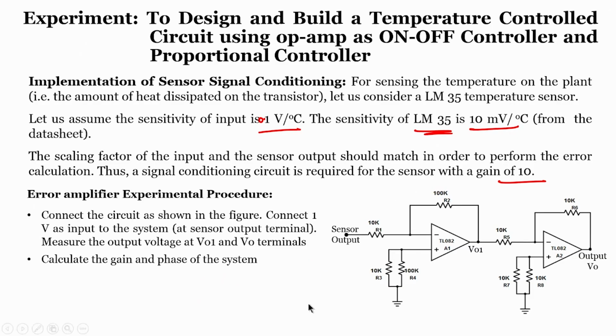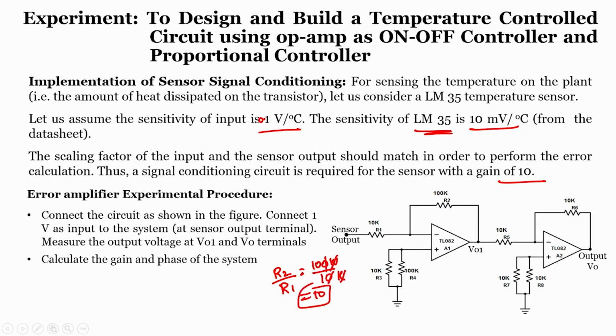Now, if you see this system, when we recall this system, how does it look like? This is our inverting amplifier and this is our another inverting amplifier. Now, when we see this inverting amplifier, how do we calculate the gain of inverting amplifier? Just recall our inverting amplifier circuit. When we see that, the gain is calculated as R2 by R1 in this case. So, R2 is 100k, R1 is 10k. So, the gain of the system is 10.